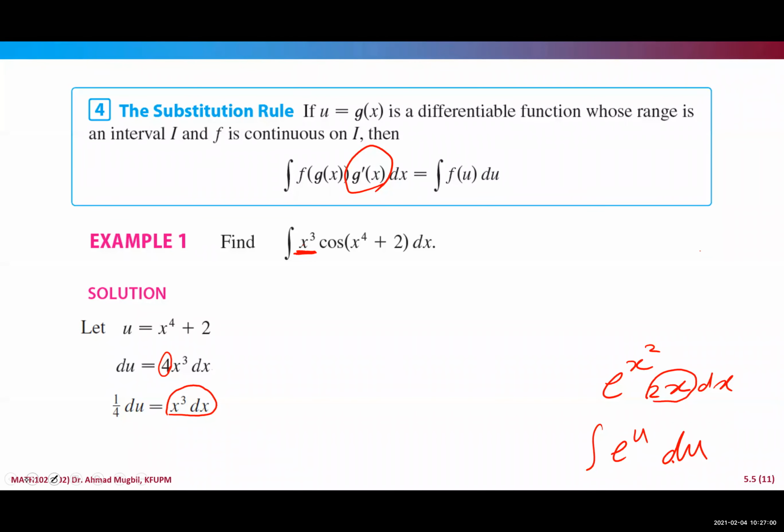Okay. So now you can come to this integral. It will be the integral of x to the power 3 cosine u multiplied by dx. dx is 1 over 4x to the power 3 du. You can cancel this with this, and this constant will go outside, and you will have the integral of cosine u du, which is the same as this step. But here you had an additional step. But it's okay if you want to make sure that you did it in the right way.